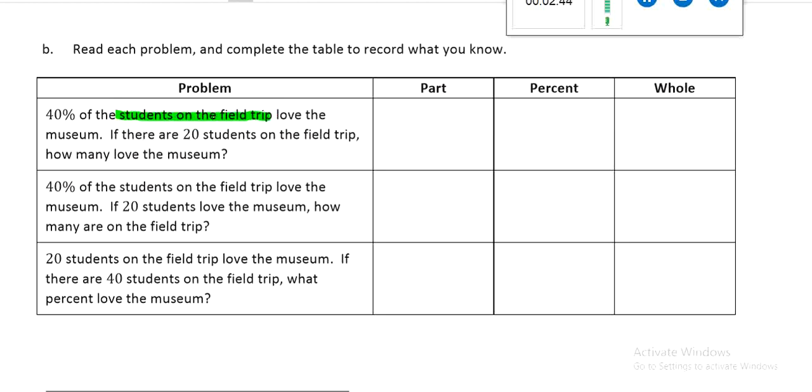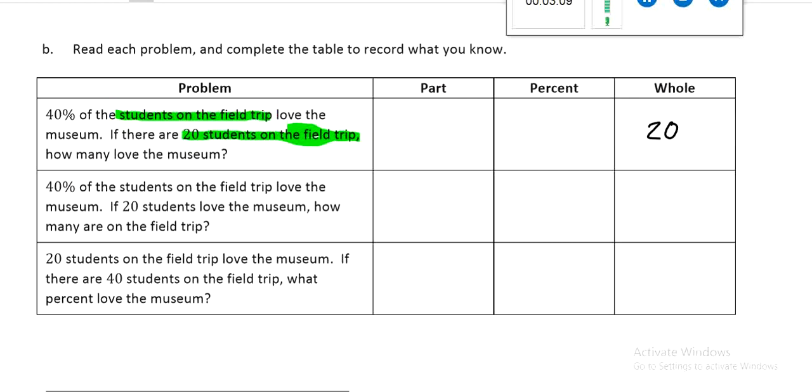But we read on and we say, if there are 20 students on the field trip, so there they go, they give us the number. So 20 is the total students on the field trip. That's the whole. Now, to find the part, well, let's actually talk about the percent first. So the percent in this case, pretty simple to see.